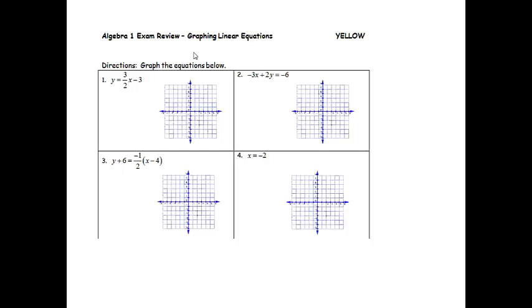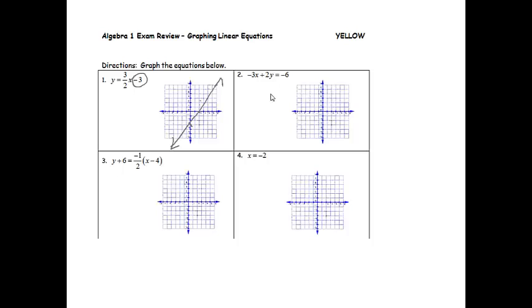Directions. Graph the equations below. All right, y equals 3 halves x minus 3. Remember, we're going to start with the number without the x on it, so I'm going to start down at negative 3. And then from there, I'm going to go up 3 over 2. Up 3 over 2. And then I will make a nice line. And there we go. I don't need to shade because there's no less than sign.